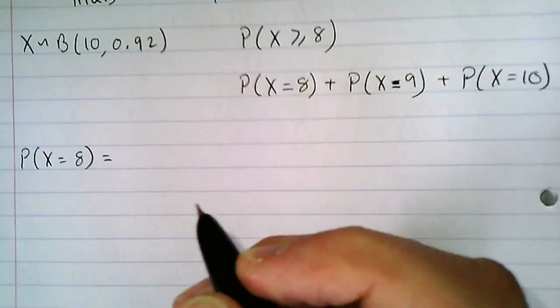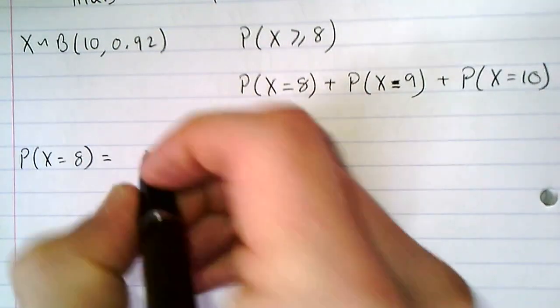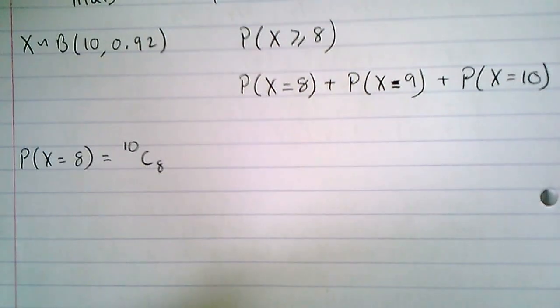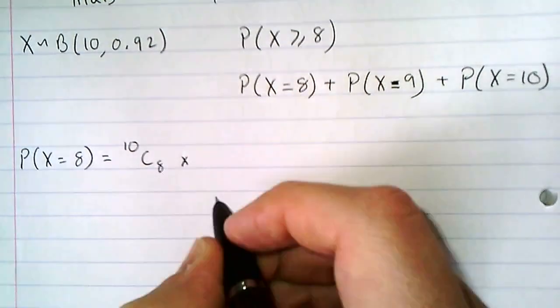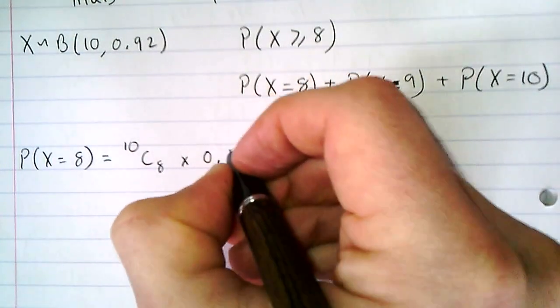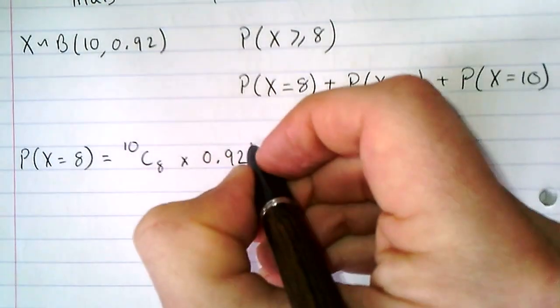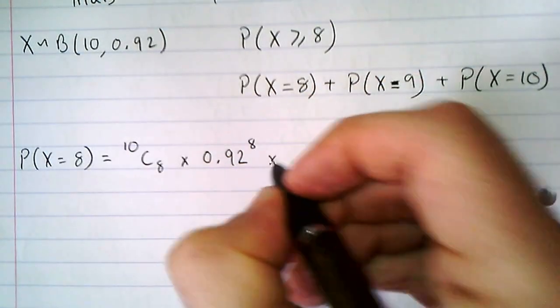Right, so we had our combinations first, didn't we? So we had 10 choose 8. So this here is 10 choose 8 multiplied by the probability of success, 0.92. How many successes do I want? I want 8 of them, so the power here is going to be 8, times by the probability of failure.